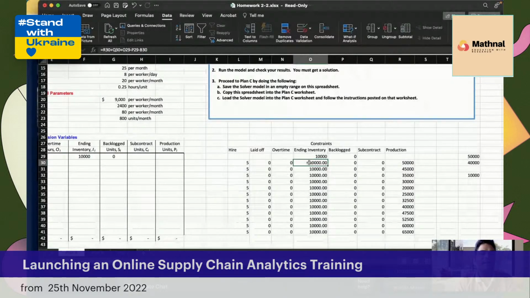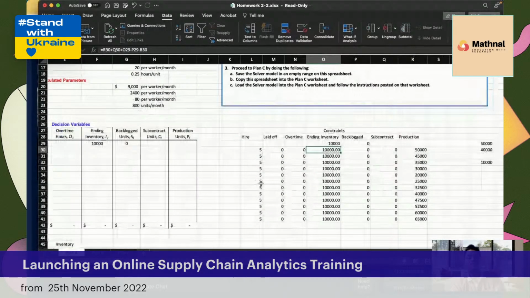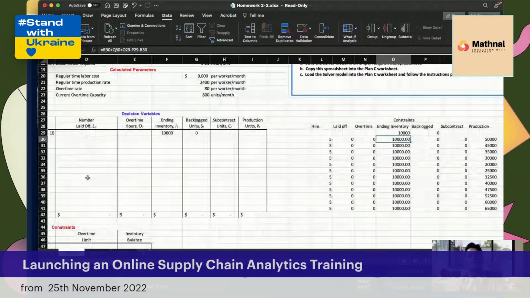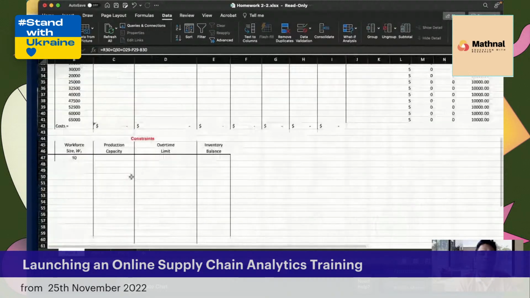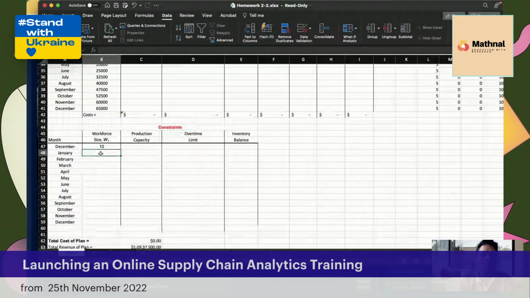This is my ending inventory. So this is my calculation which I have done, and I'm going to use this calculation as constraints for my decision variables in the solver. Now I'll calculate other constraints. First I'll calculate how much workforce I require per month.